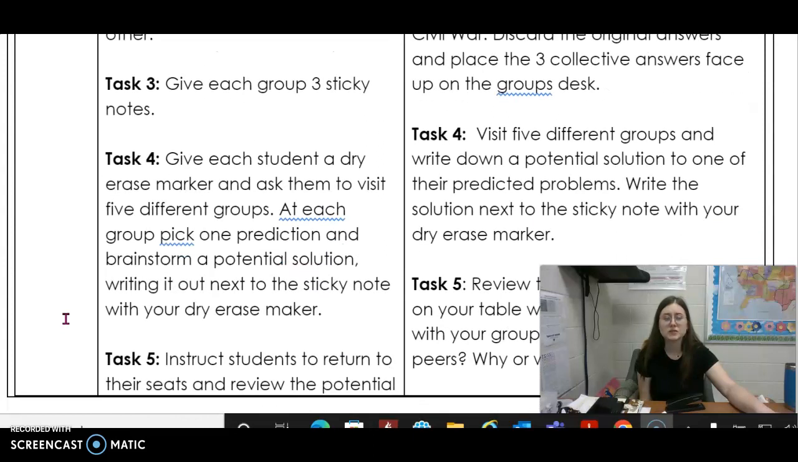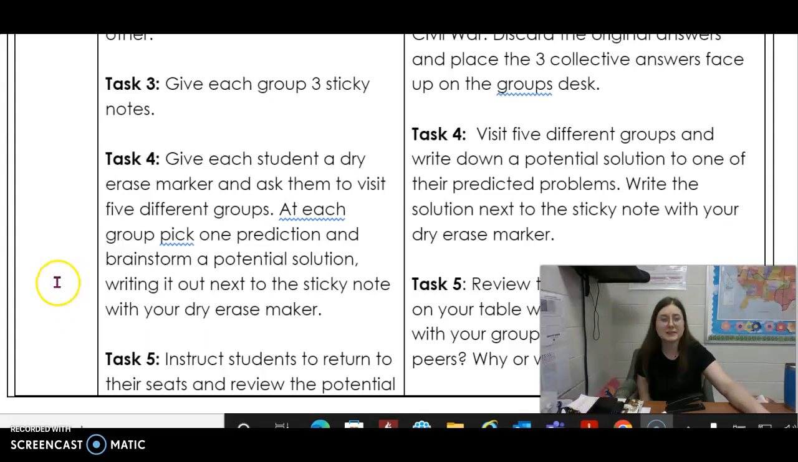After that, the students are going to individually visit their peers. So they're going to go to different groups, and they're going to read the potential problems that other groups came up with as well as use a dry erase marker to write potential solutions next to the other group's problems. So we are taking in the answers that the other groups came up with and offering potential solutions.